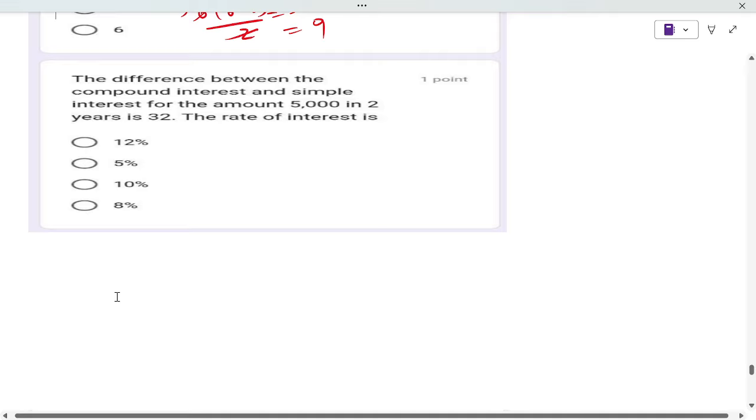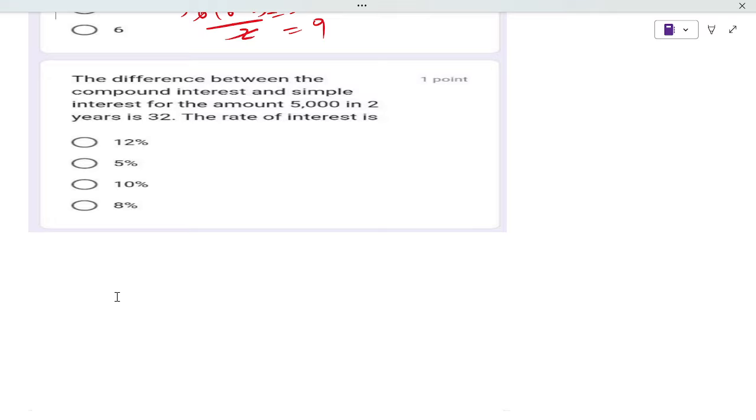The difference between compound interest and simple interest. Let's put the formula right away. What is the formula for compound interest? Principal times (1 plus rate by 100) to the power time, minus principal. This is the compound interest.